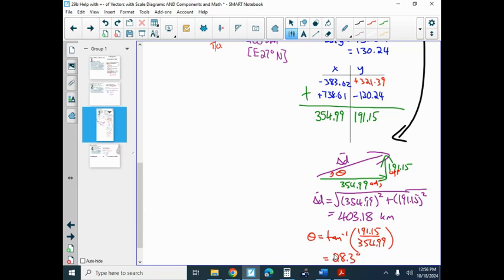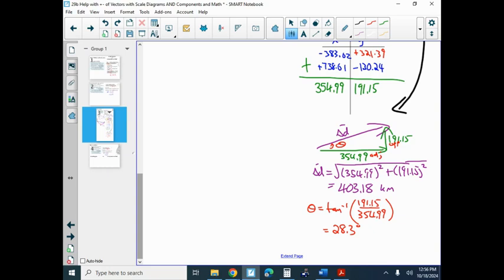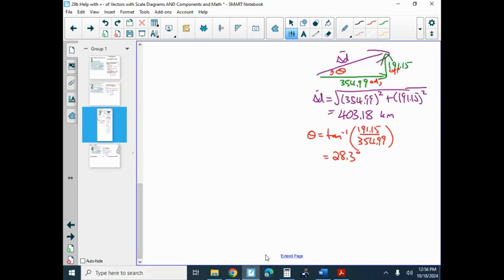28.3 degrees, right? And so in the end here, we have therefore, the displacement, or I could have just done therefore delta D equals, but you get the idea, right? Is really 403.18 or so kilometers at east 28.3 degrees north.